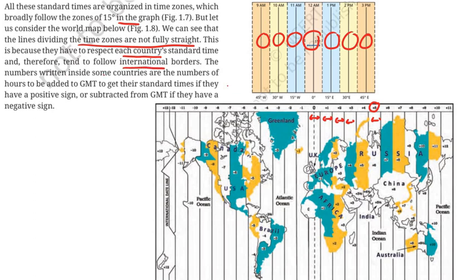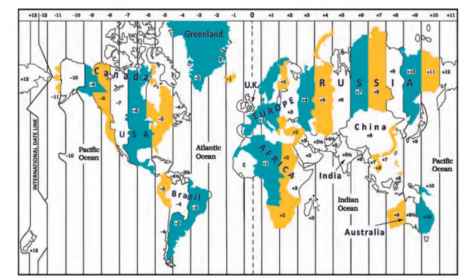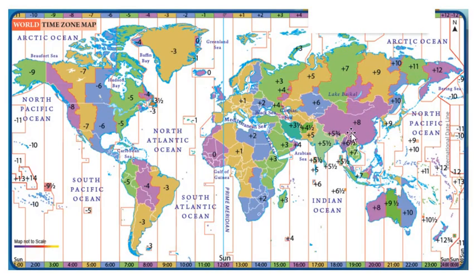border. The number written on some countries over here are the number of hours to be added to the GMT to get their standard time. So if it is positive, then they have to be added. If it is negative, it has to be subtracted. So say here for India it is 5.5 hours and so on.